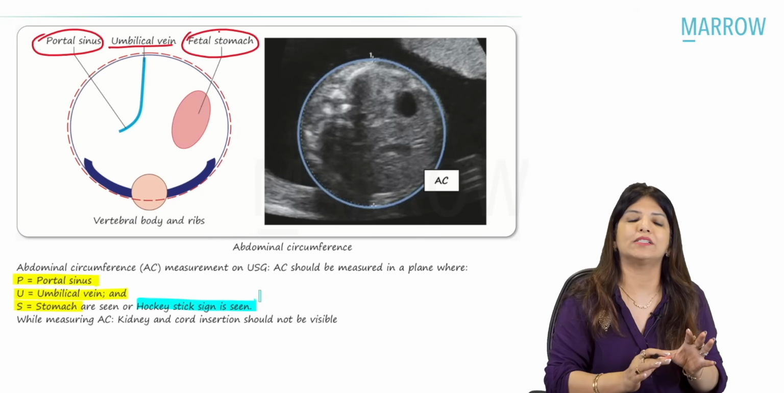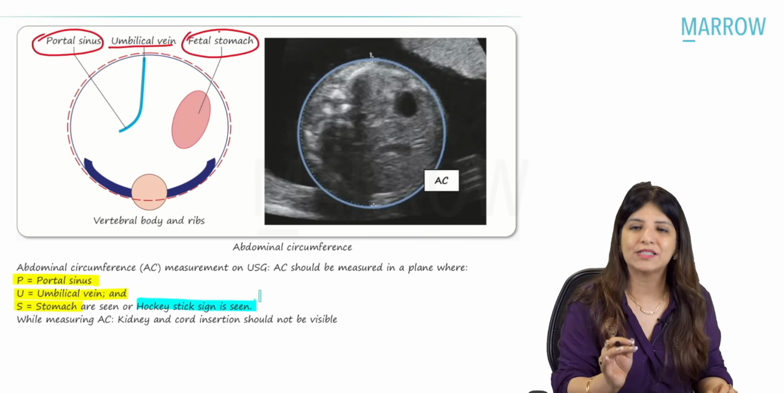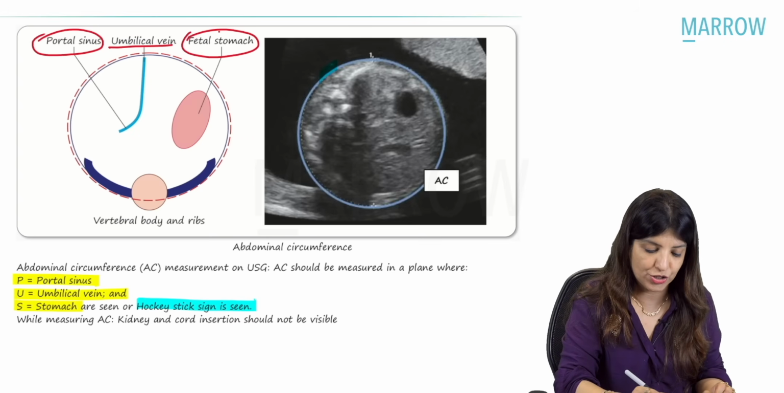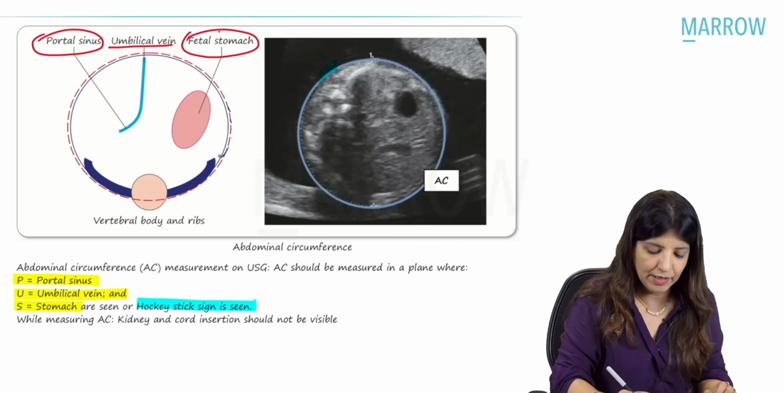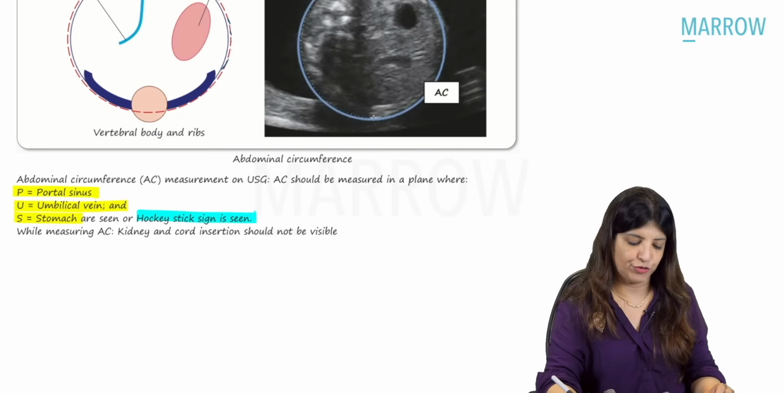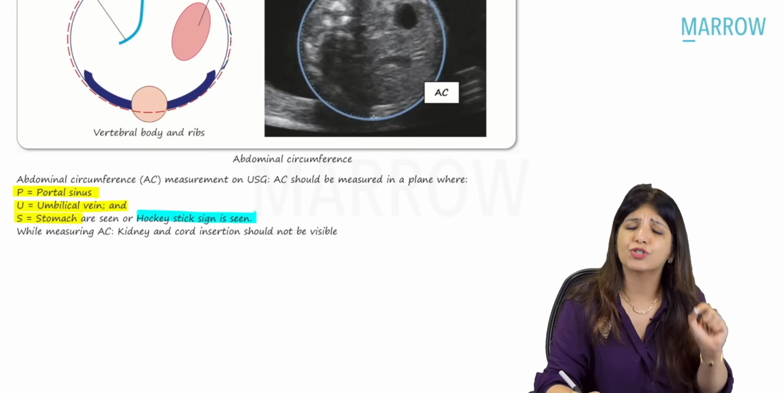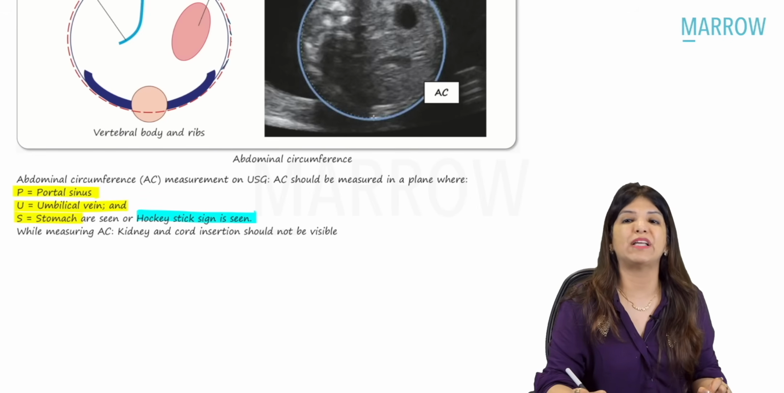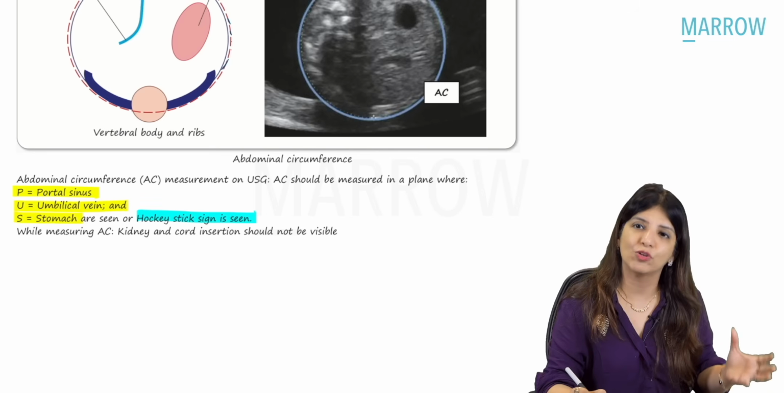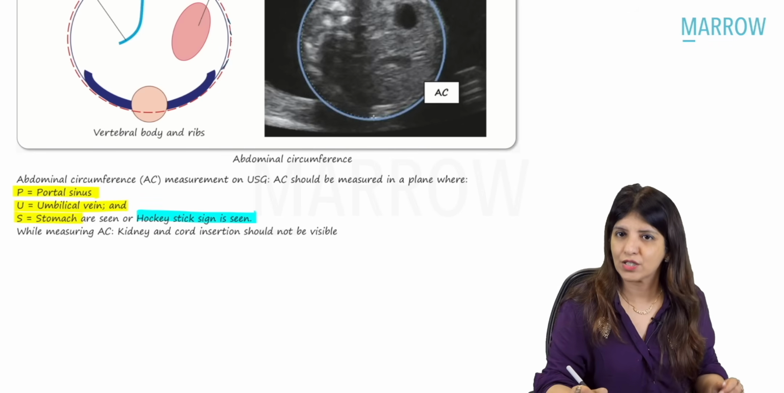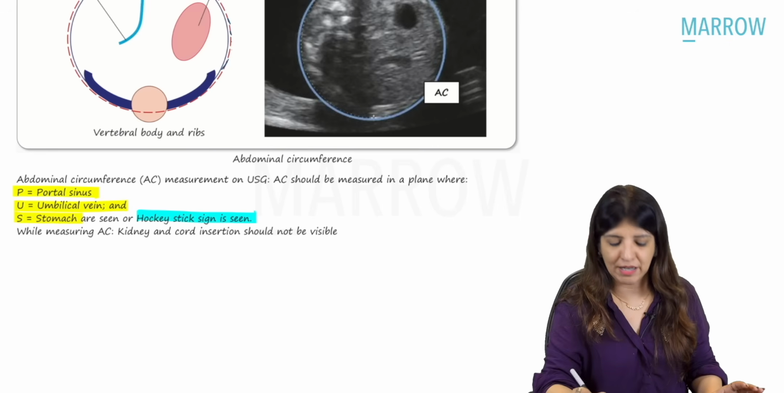So when you are seeing these 3 structures, portal sinus, umbilical vein and stomach, in that plane you have to measure the abdominal circumference, right? Please remember, abdominal circumference is the best ultrasound parameter for fetal growth. If they ask you which is the best ultrasound parameter to know IUGR, which is less growth, or to know macrosomia, which is excessive growth, the answer is abdominal circumference.